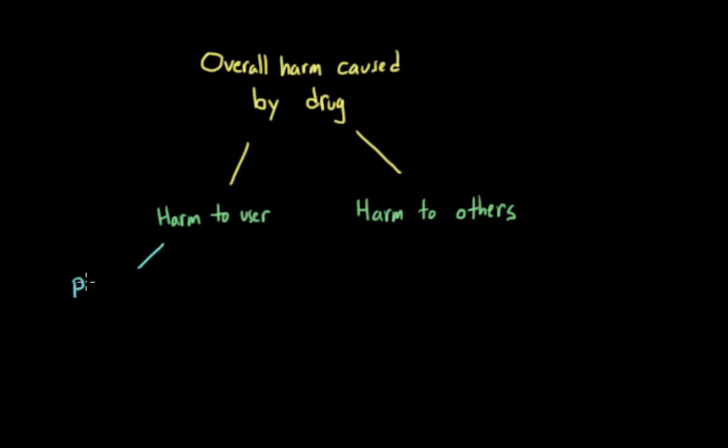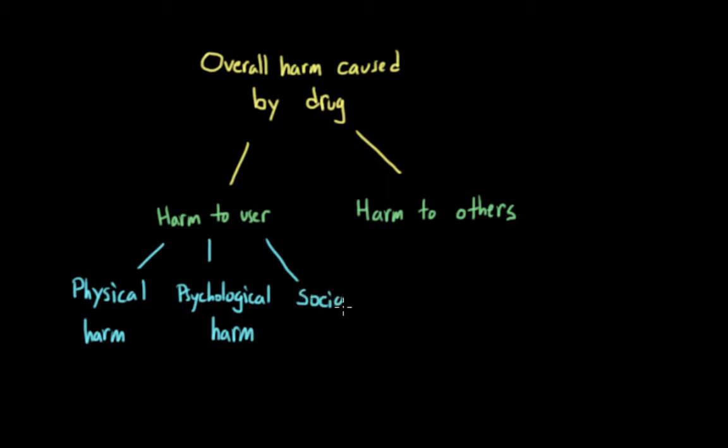We have physical harm done to the user, and that could include a risk of overdose or injury or other bodily damage that might occur when someone is taking a substance. Psychological damage to the user would include things like dependence, and also takes note of how drugs can impair mental functions. And social harms to the user would include things like a loss of relationships with family and friends, as well as things like losing a job or other financial difficulties.